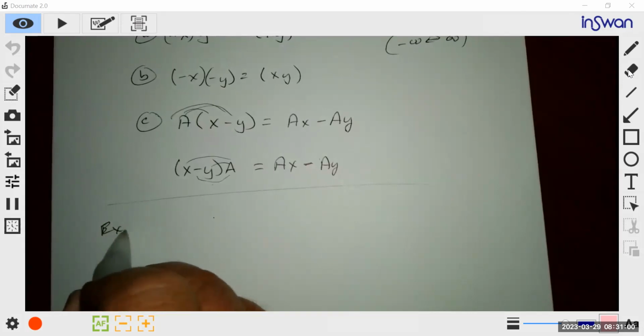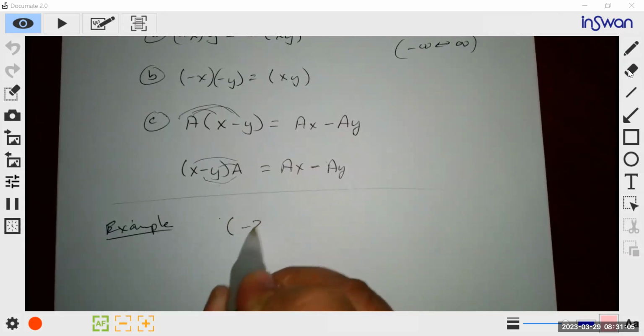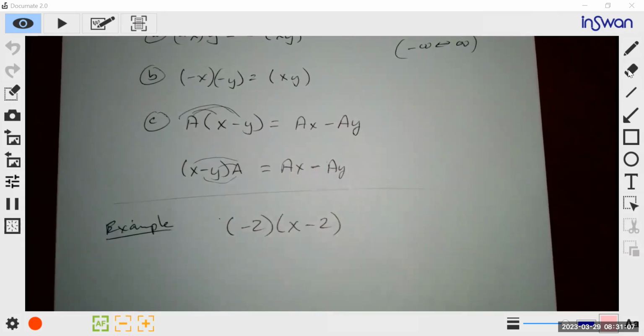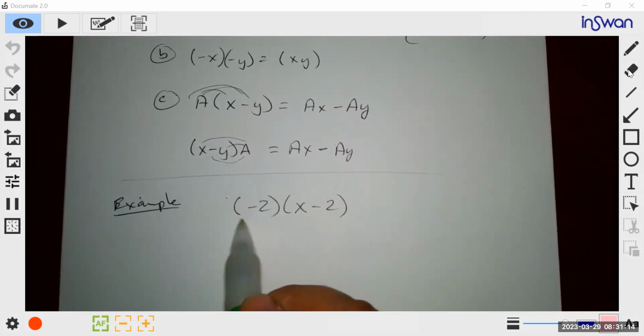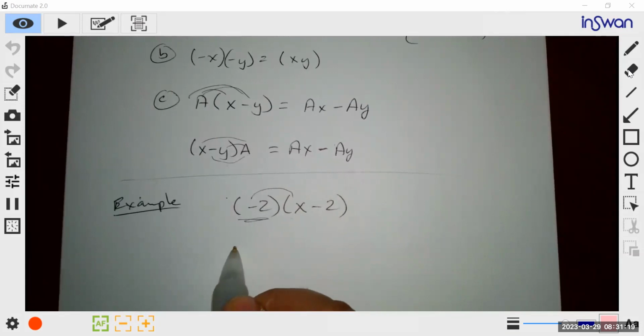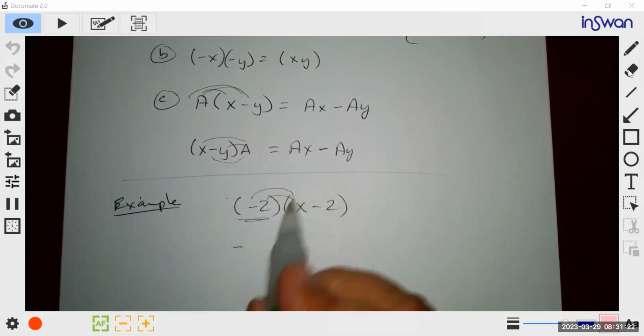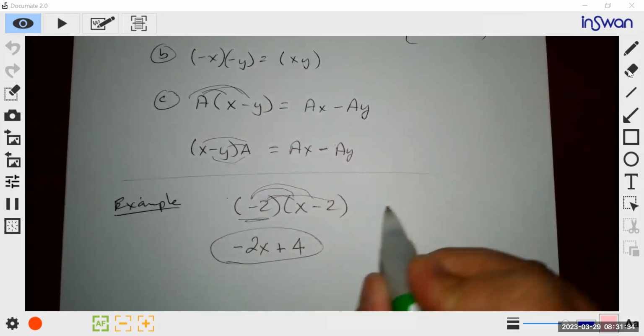Let's take a couple examples. -2 times (x minus 2). So this number has to go to both of those. Negative times positive is negative. 2 times x is 2x. Negative times negative is positive. 2 times 2 is 4. So there's the answer.